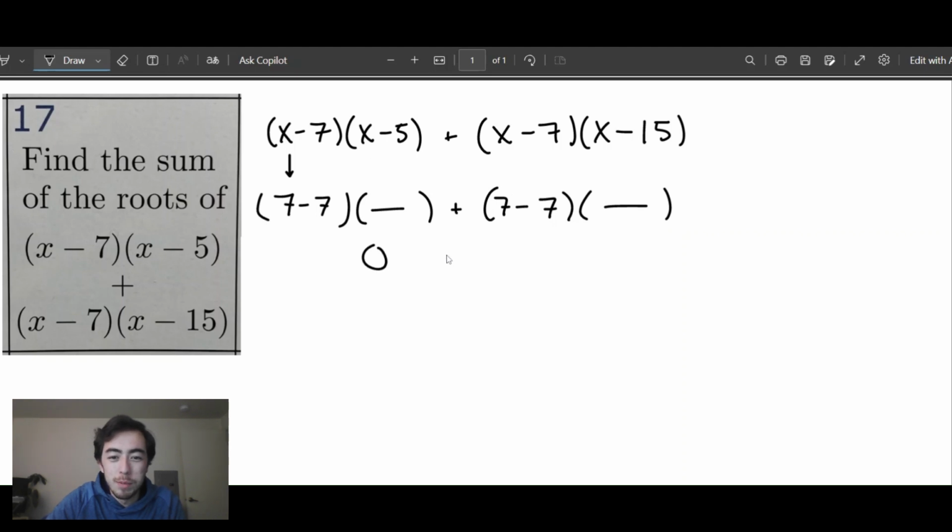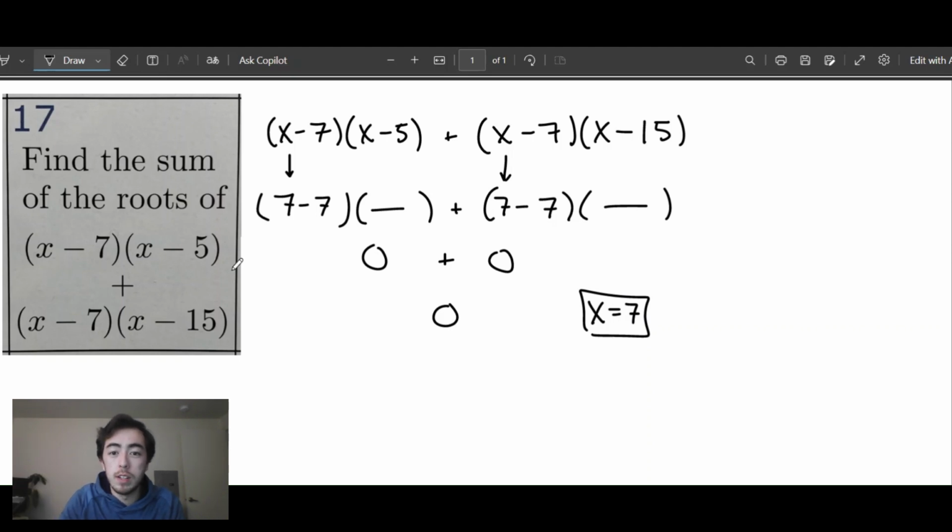I get a 0 plus a 0, that's just 0. So when x is 7, I get 0. Thus, x equals 7 is one of the roots. Now, it'll be a little bit harder to find the other one.